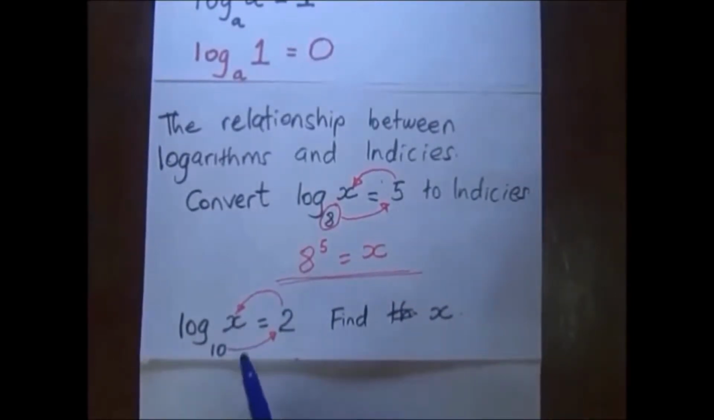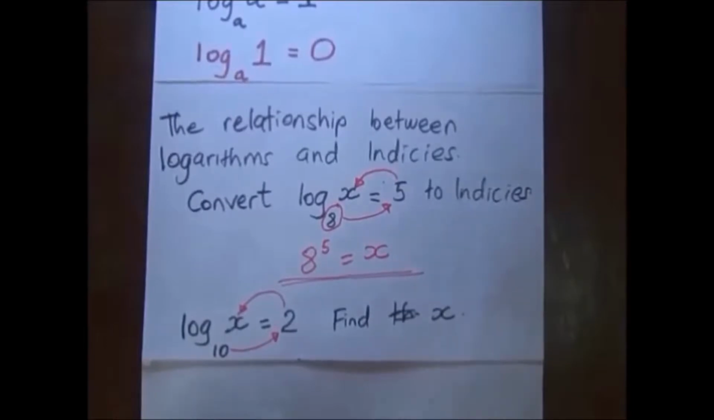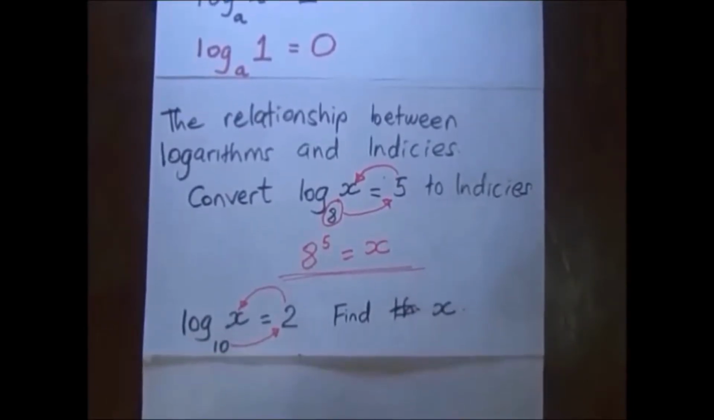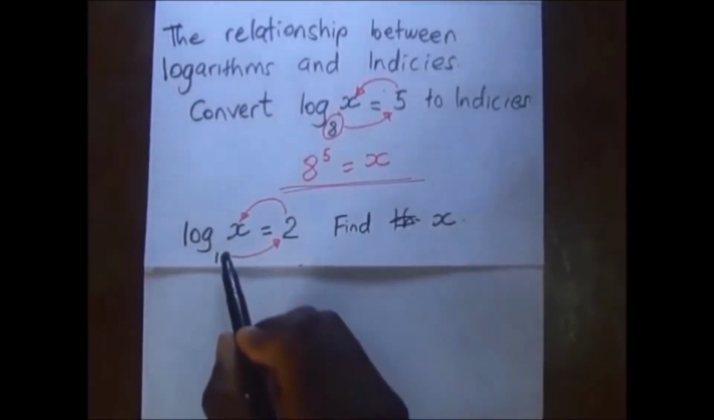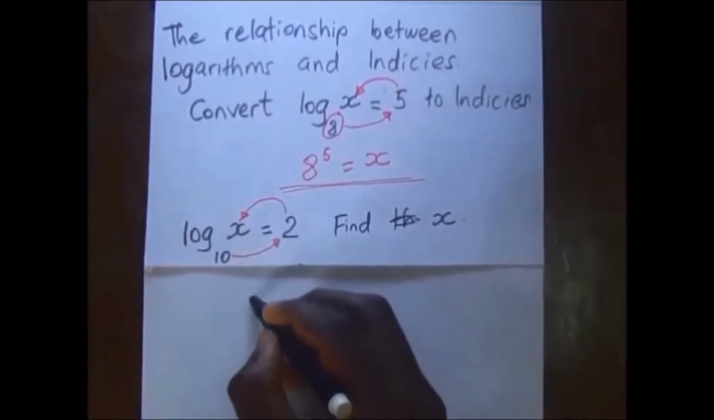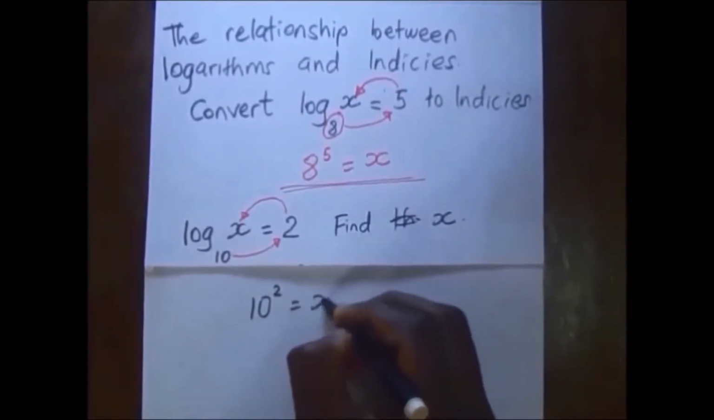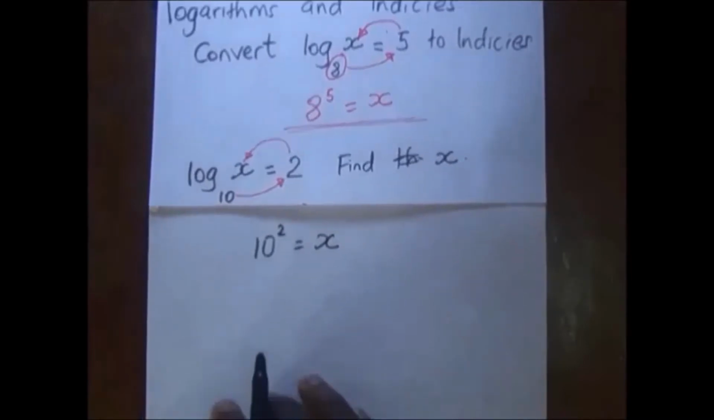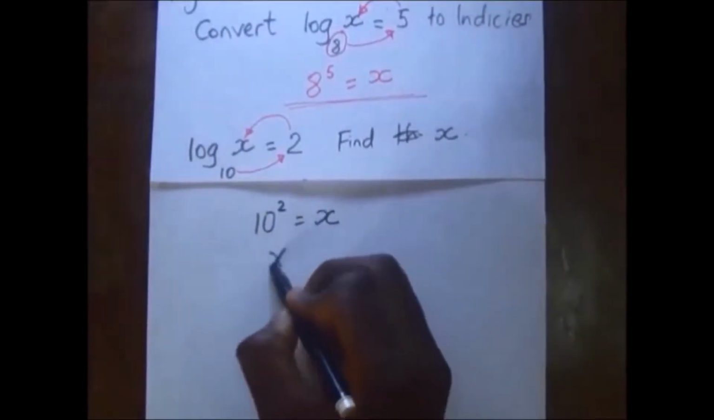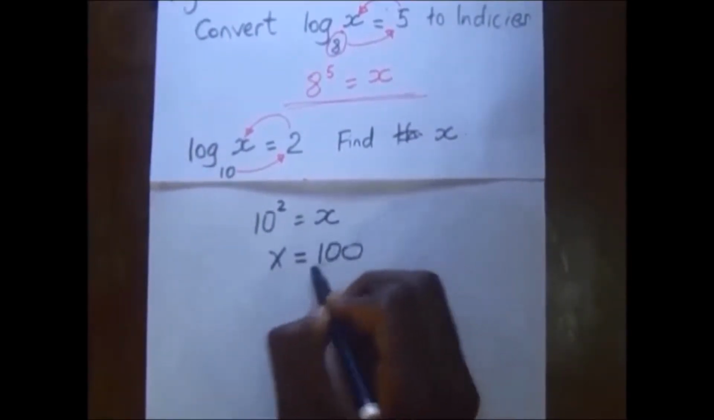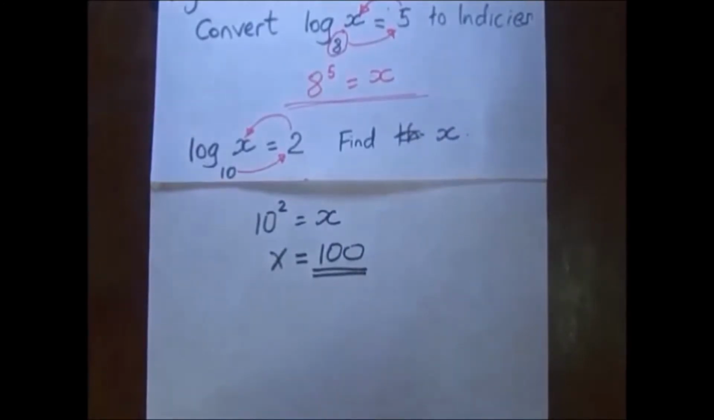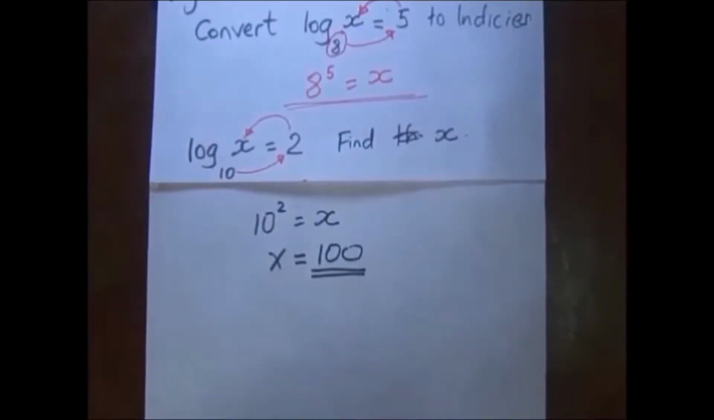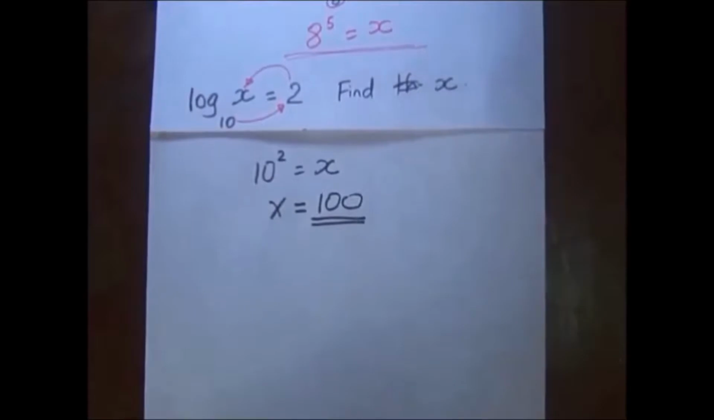Let's look at another random example here. If log of x base 10 is equal to 2, find the value of x. To find the value of x, first convert it to index form. So it's going to be 10 to the power 2 is equal to x. So the answer we shall get here is x is going to be 100. And that's the answer. So that is converting a logarithm into an index form.